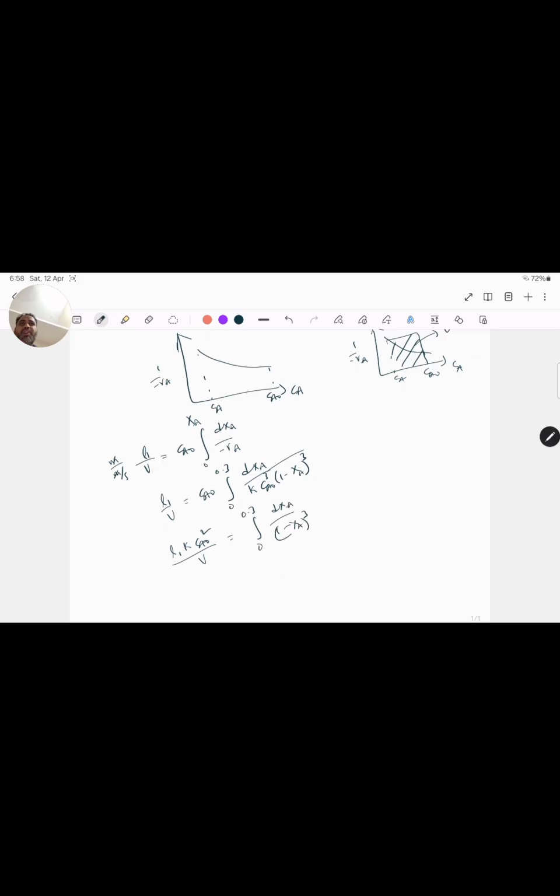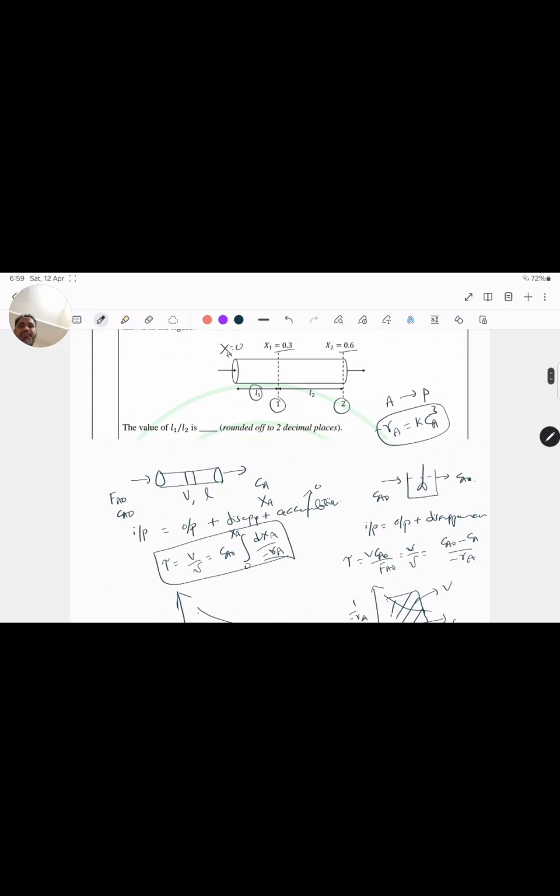Now I need to do the integration. This is a simple integration of 1 by (1 minus Xa) whole cube, and finally you will get a value. After this integration I get the value 1.04 for the integral term. Whatever the remaining terms are, K into Ca naught square by V, I am considering as a variable F, so L1 into F. This is for length up to L1, where the conversion is 0.3.